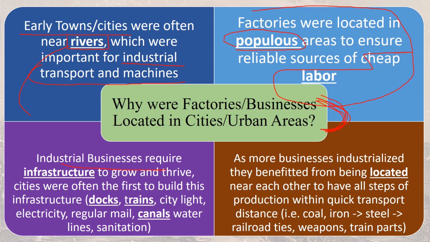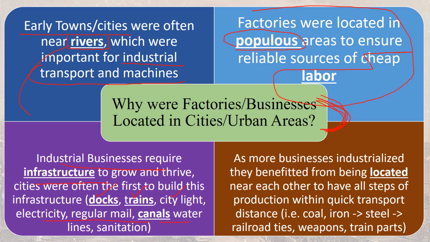And because of this, you need a massive population very close. Industrial businesses needed infrastructure in order to grow. They needed docks, trains, city lights and electricity, regular mail and canals, sanitation lines to drain various chemicals and sometimes poisons away. And cities were more likely to have this, right? Rural areas are less likely to have internet today. That's an easy way to show enduring issues that, to this day, cities still have more infrastructure than the countryside. The main difference today is not electricity. Most people have electricity in many countries, or at least in America, Western Europe, and large portions of China, but the internet might not exist, which is needed for business today.